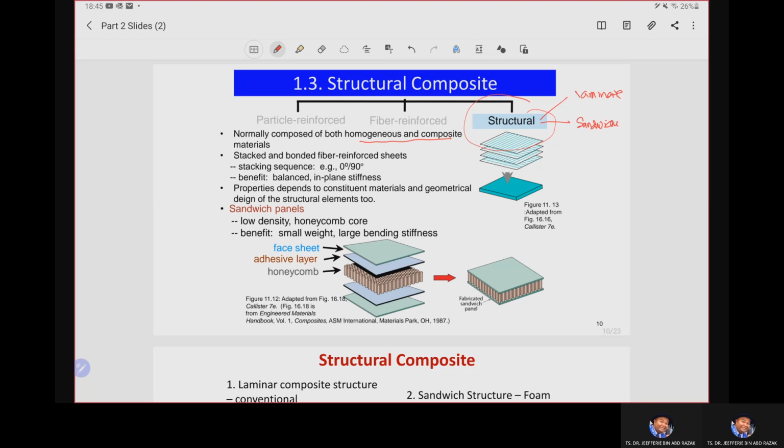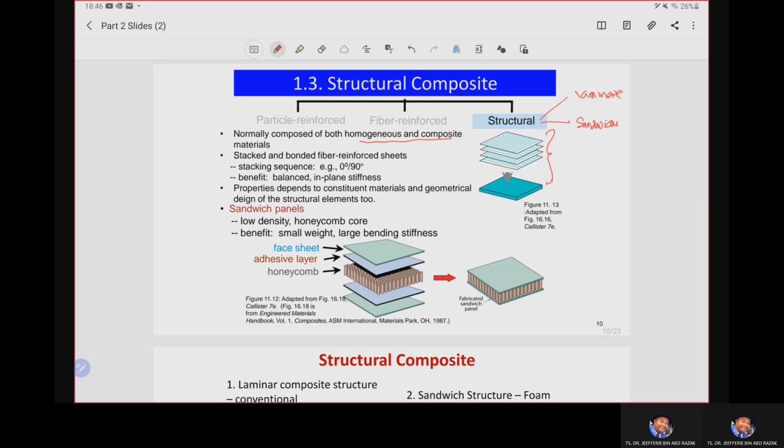These are the two most common structural composite examples. Normally, in structural composites, the sheets are stacked and bonded with a stacking sequence of 0 degree alternating with 90 degree or any degree in between. Sorry, this is actually referring to this explanation. This stacking method will give balanced properties with in-plane stiffness.